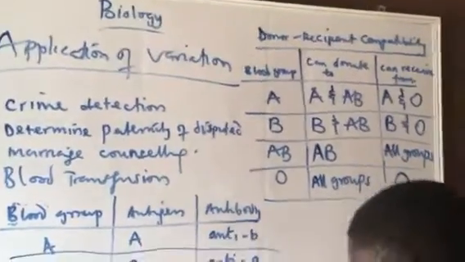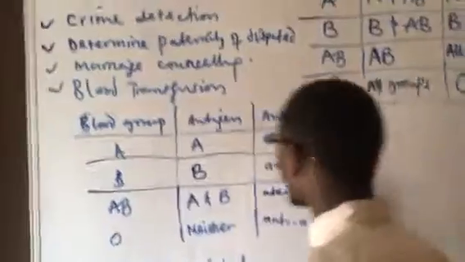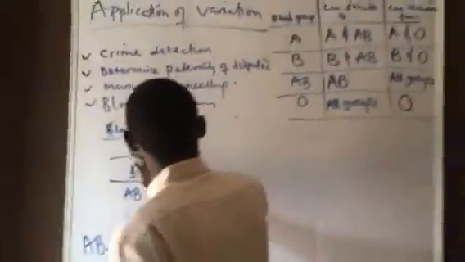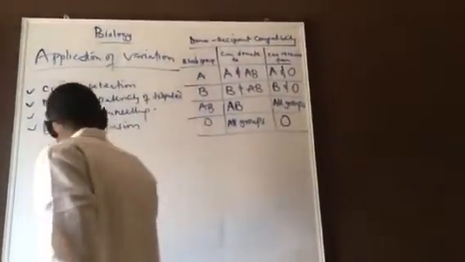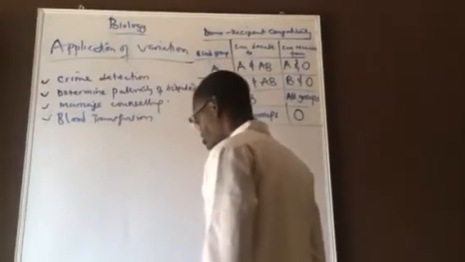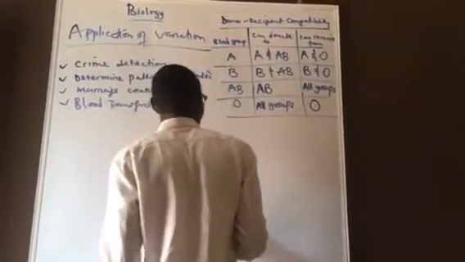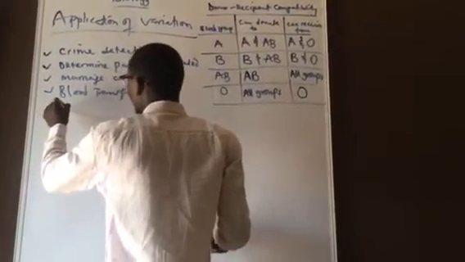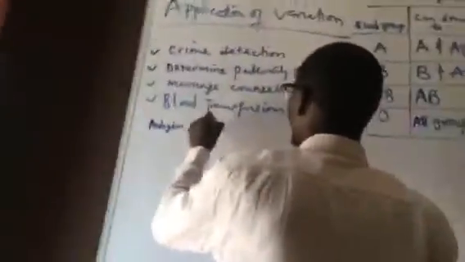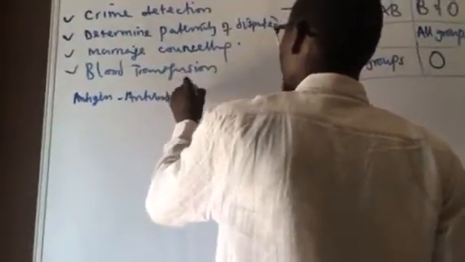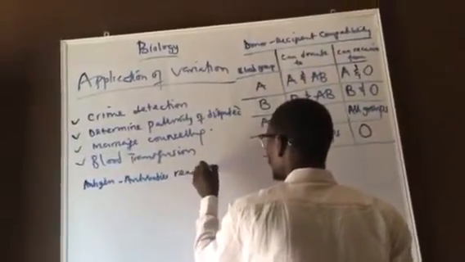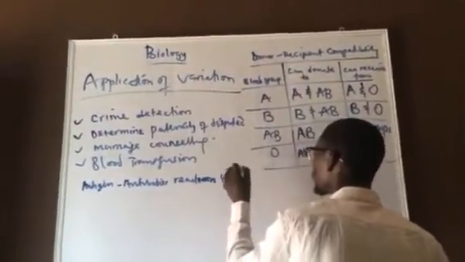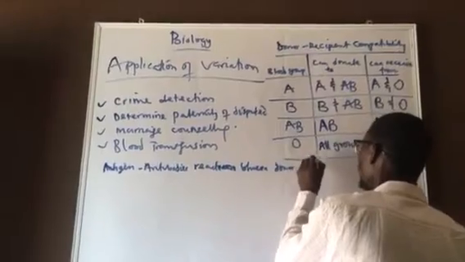So let's find out the antigen and antibody reaction. When we talk about blood transfusion, there is a group of people that can donate to each other. We have clumping, or what we call no clumping, or agglutination. So let's find out the antigen and antibody reaction between donor and recipient.